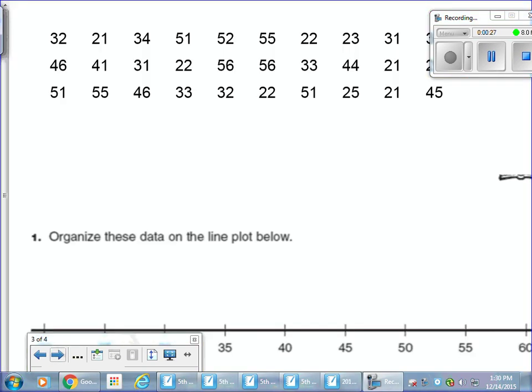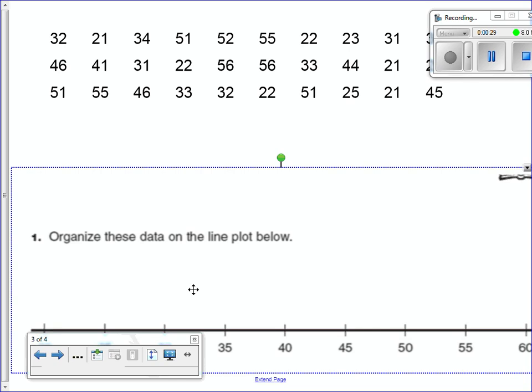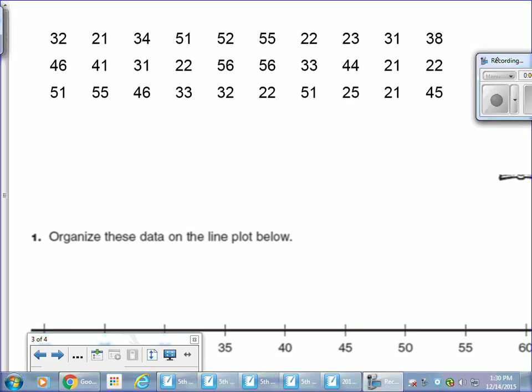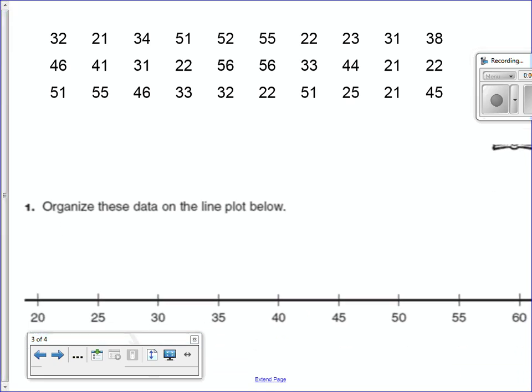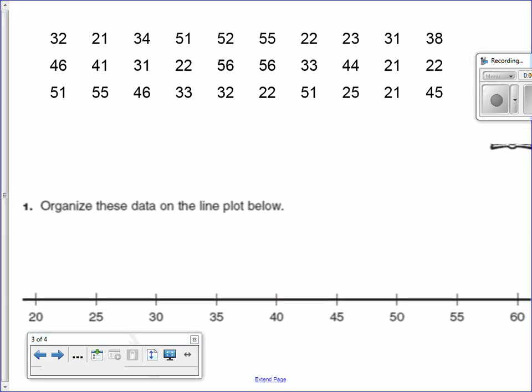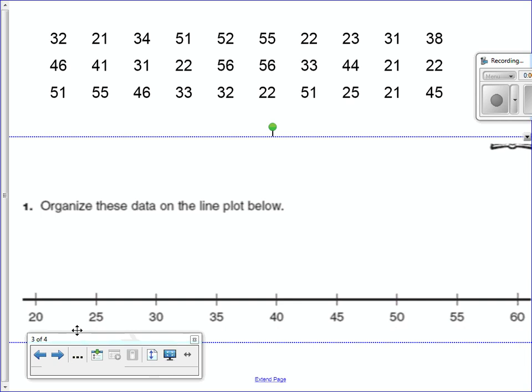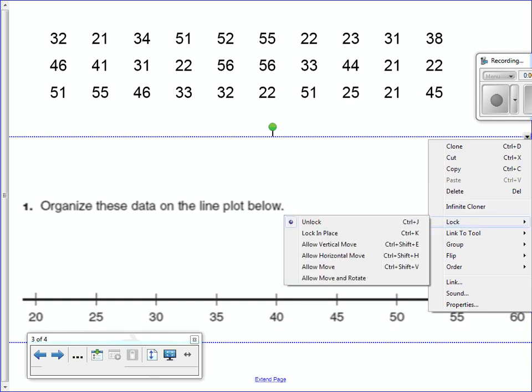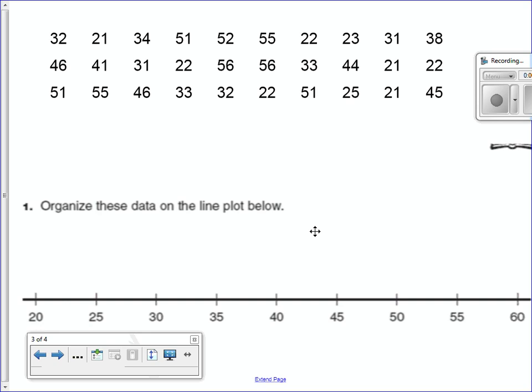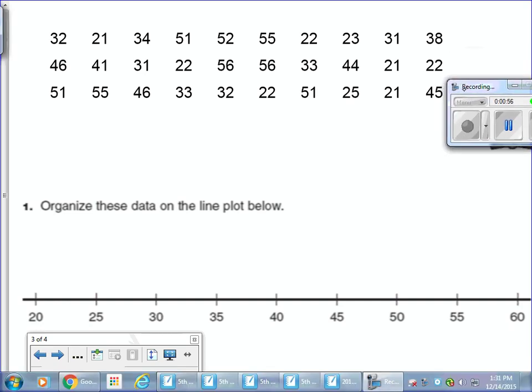So if you start with a huge list of numbers here, as you can tell, we have to organize them. We're going to be organizing these onto a little line plot graph right here. So let's see how we're going to do this. I'm going to go ahead and lock this up. Before we get going, I'm going to put these numbers in order from smallest to largest. So I'm going to take a look here. And I'm going to be pausing as I do this so you don't have to listen too long.